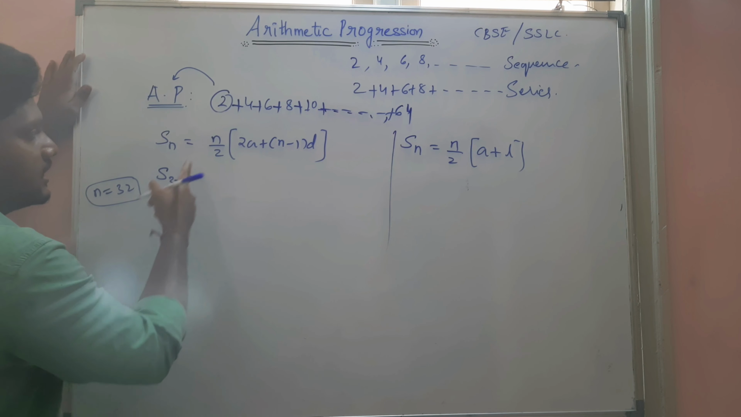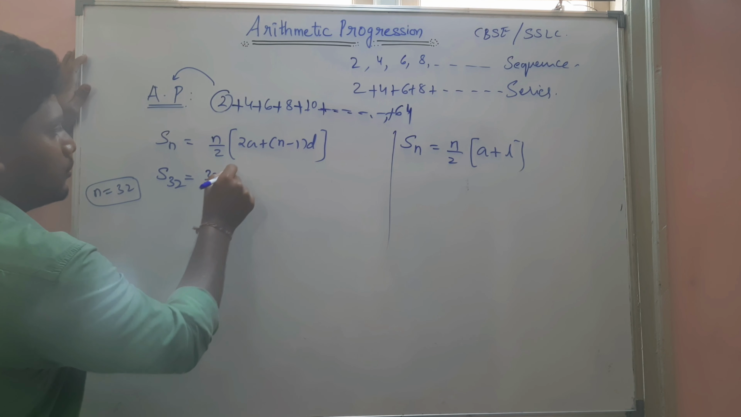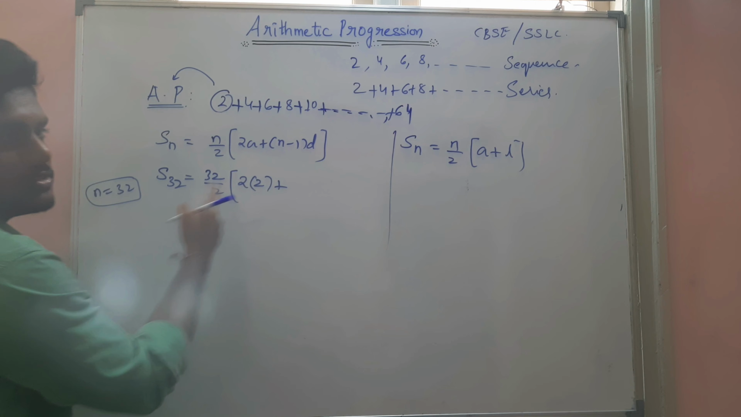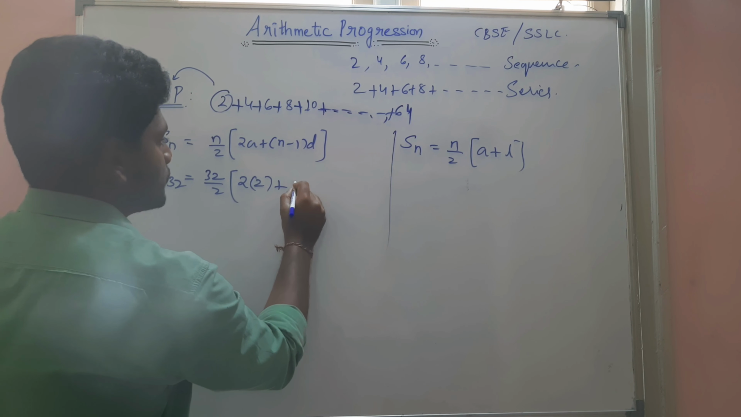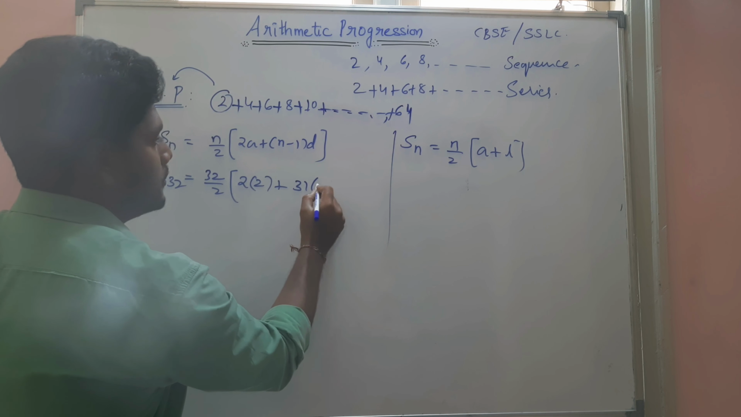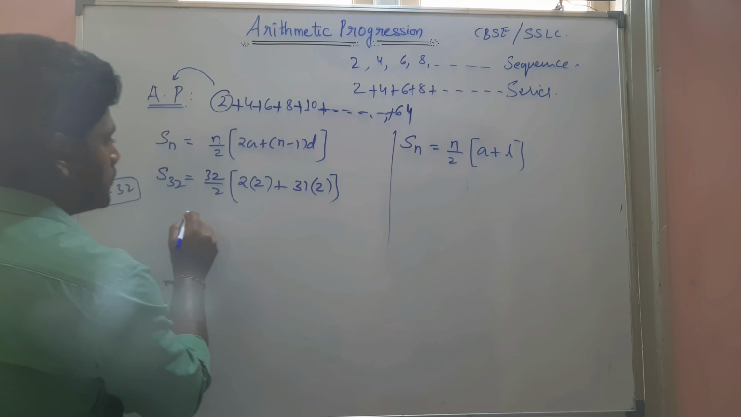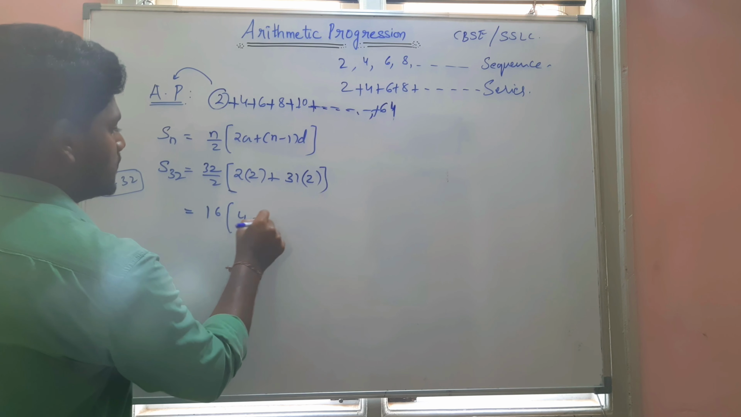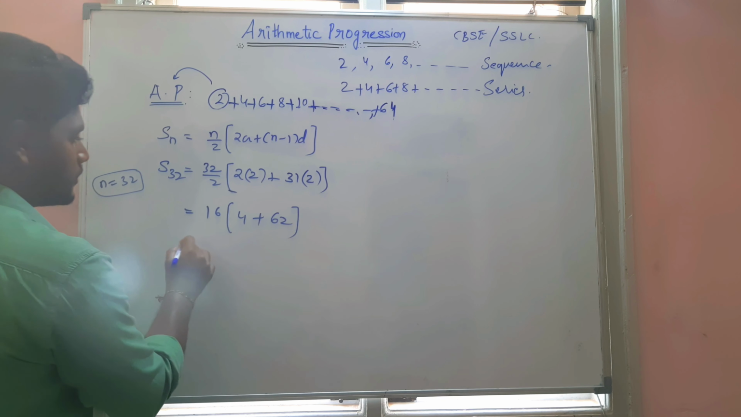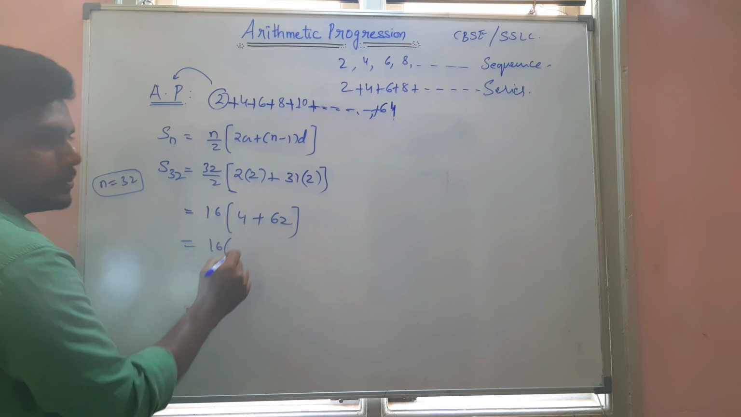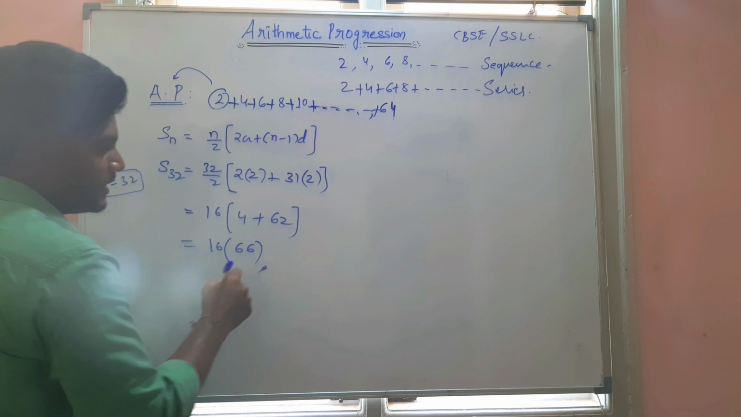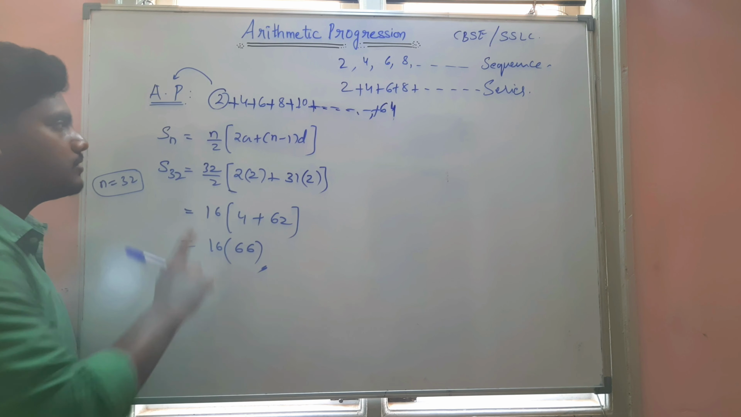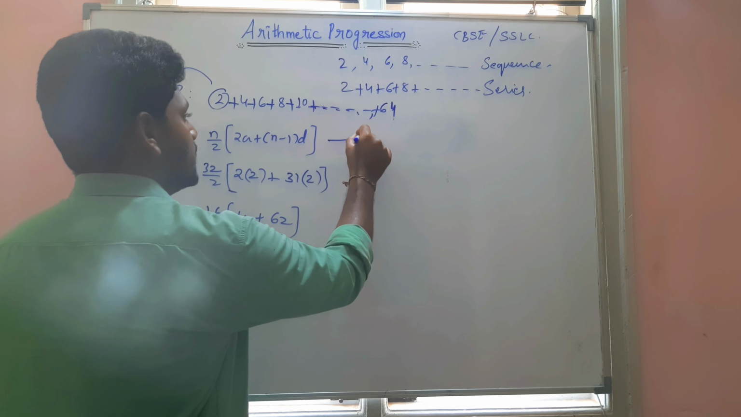How to find S32: 32 by 2 into 2a, 2 times a is 2 times 2, plus (32 minus 1), so 31, into d, the common difference, that is 2. So this is 32 by 2, 16, into (4 plus 62), so 16 into 66. If you multiply these two, the product will be the summation. So this is one formula, type 1.